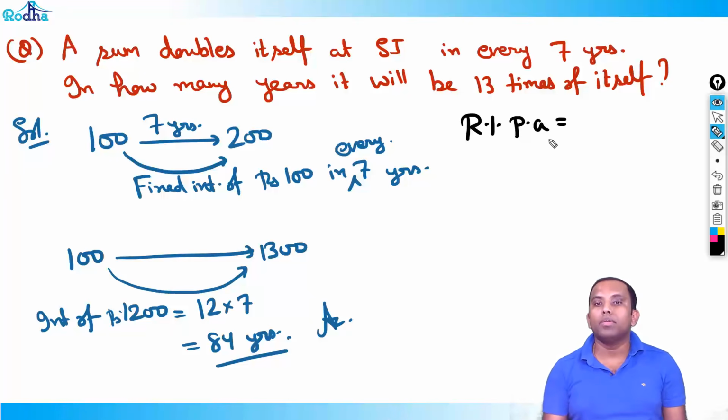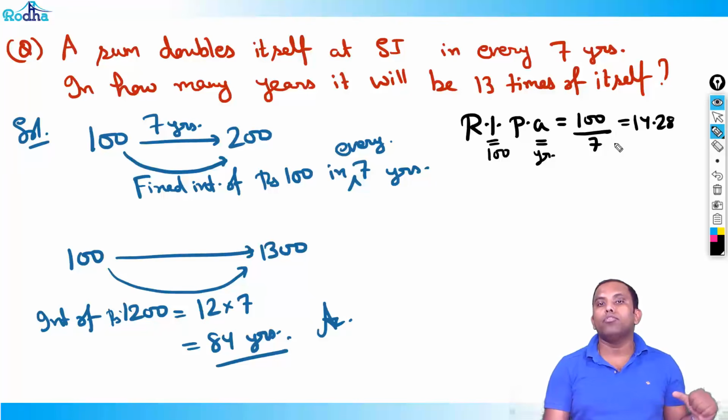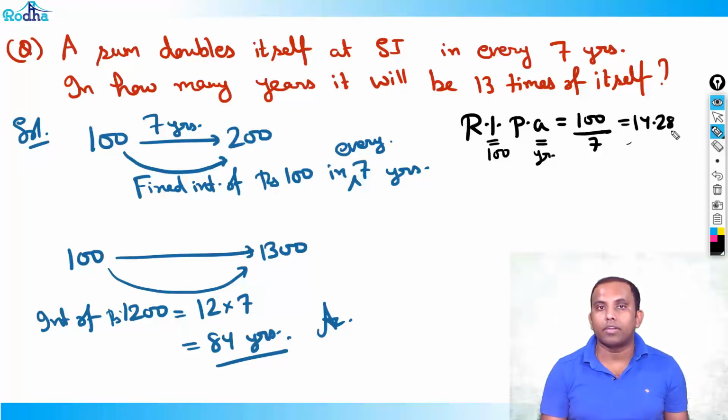So what is rate percent per annum here? Percent means per 100, annum means per year. So 100 becomes 200 in 7 years. That means every year I am getting an amount of how much? 100 by 7. What is 100 by 7? 14.28. So on 100 rupees, every year, I am getting 14.28 rupees as interest.